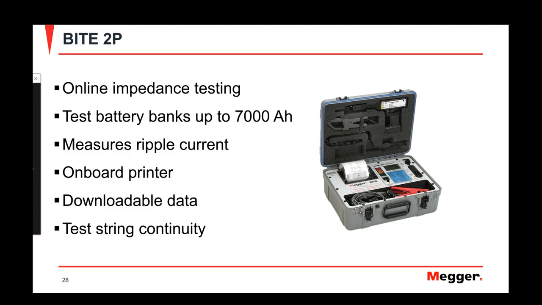You can also configure the unit to download your test data using PowerDB if you choose to evaluate your batteries that way. Also, the last thing I would like to point out is that earlier we talked about verifying the continuity of the battery string as a NERC requirement. Well, the BITE 2P uses a set of current injection clamps connected to each end of the battery string to provide the current source for taking our impedance measurements. Because we inject the current across the entire string, you can look for any significant current losses and therefore verify the continuity of the battery string.